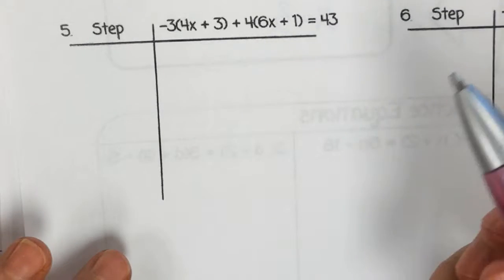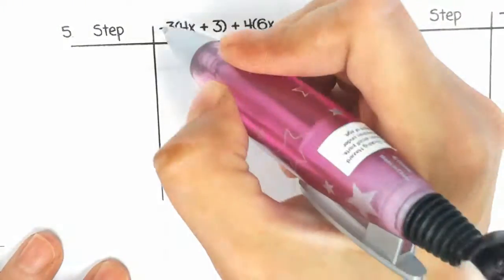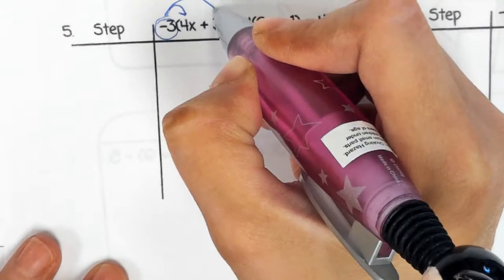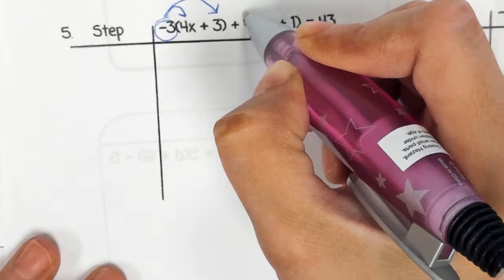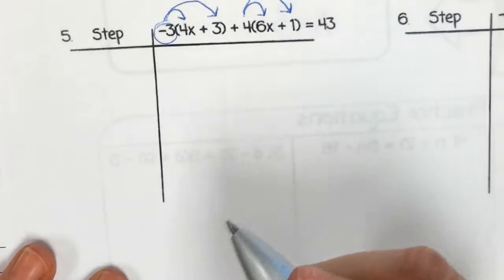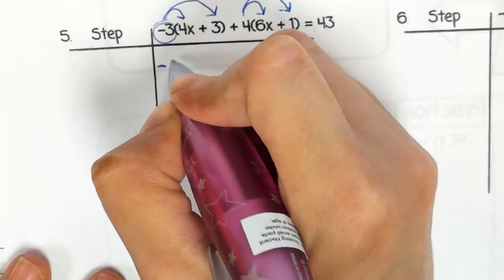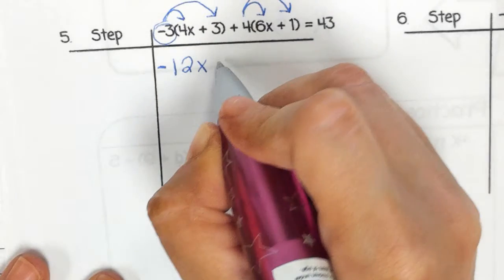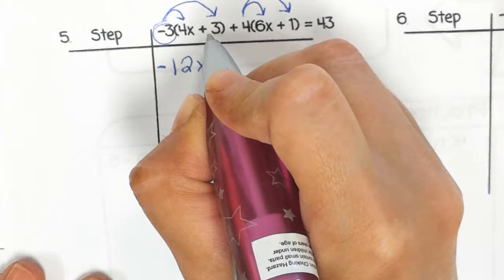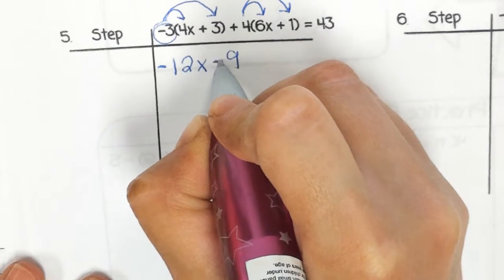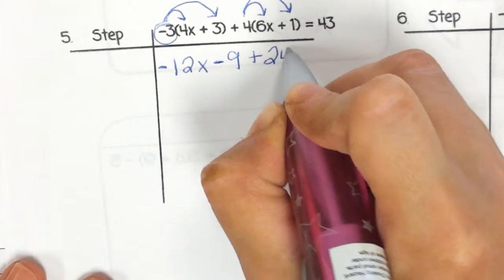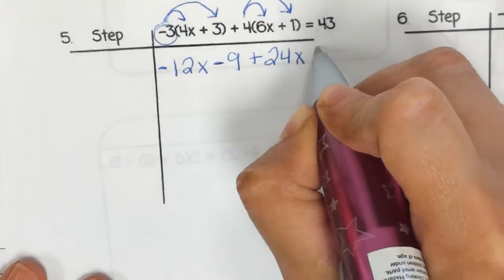Number 5, we do start with distributing again, but be really careful because make sure you notice this is a negative 3. We're doing negative 3 times 4x, negative 3 times 3. And then we're doing 4 times 6x, 4 times 1. This is going to be negative 12x plus or minus 9. Minus, because it's negative 3 times positive 3 equals negative 9, so I'll write minus 9. 4 times 6x is 24x. 4 times 1 is 4.